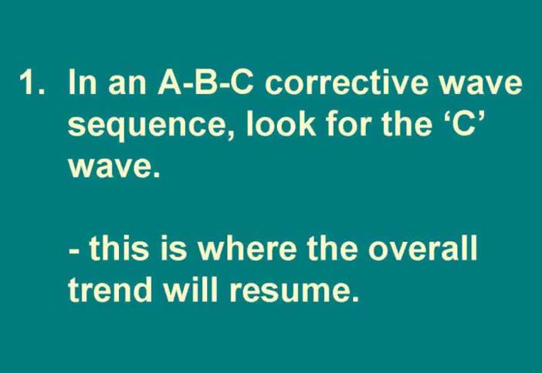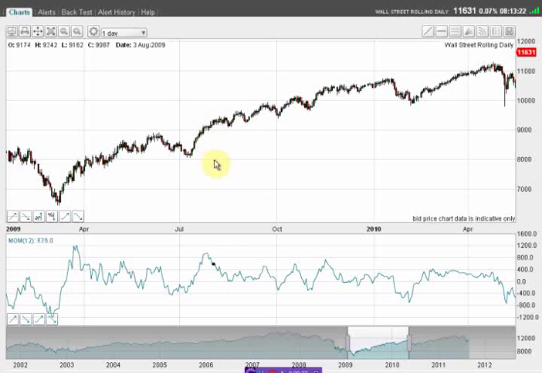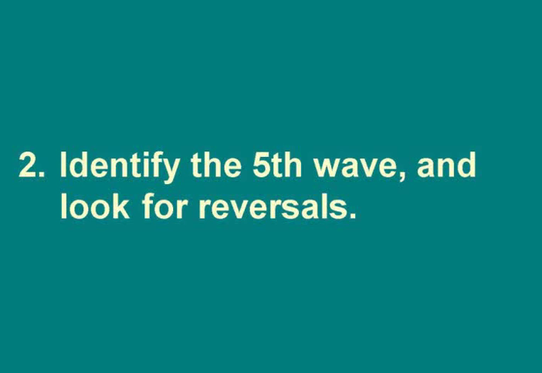I'm looking for C waves in a corrective wave sequence to go with the trend, the original trend. The other key trading point is fifth waves. I'm looking for ending waves here, and looking for reversal. So I like to go short when I feel, and the evidence stacks up, that I have the fifth wave identified.